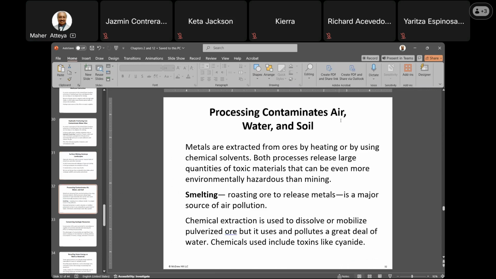Processing contaminates air, water, and soil. Well, one of the leading problems here is smelting. Smelting is roasting the minerals to release metals. It is a major source of air pollution. Chemical extraction. Chemical extraction is used to dissolve or mobilize.